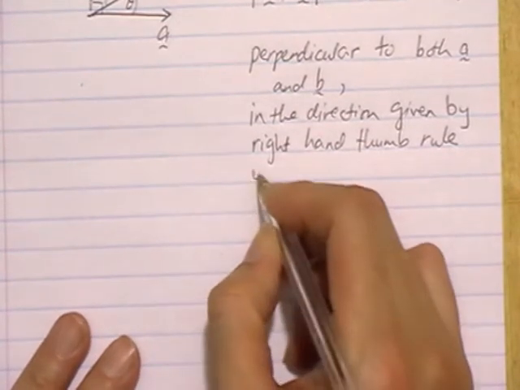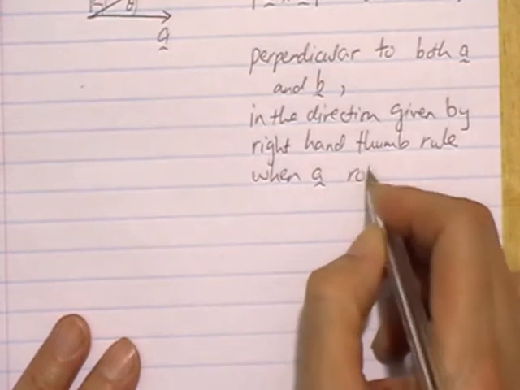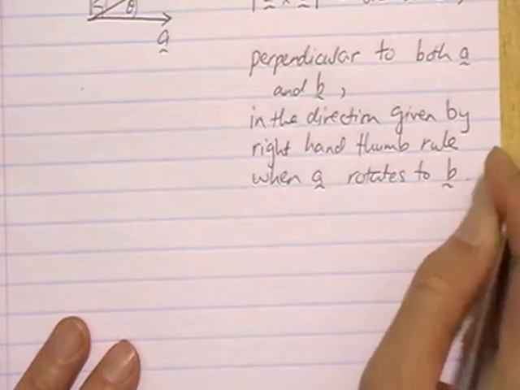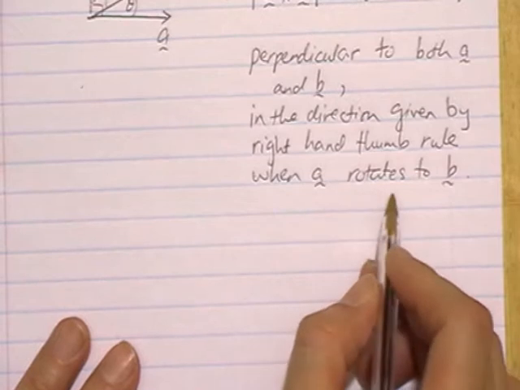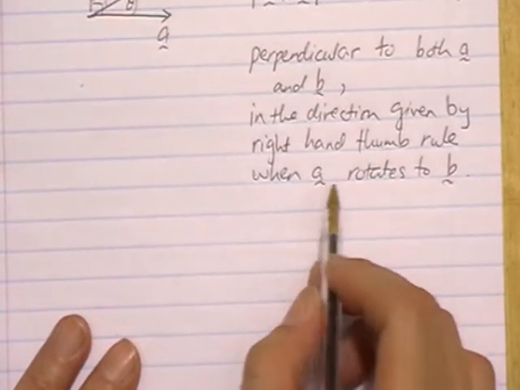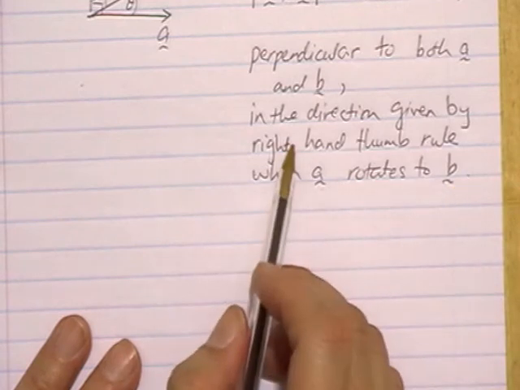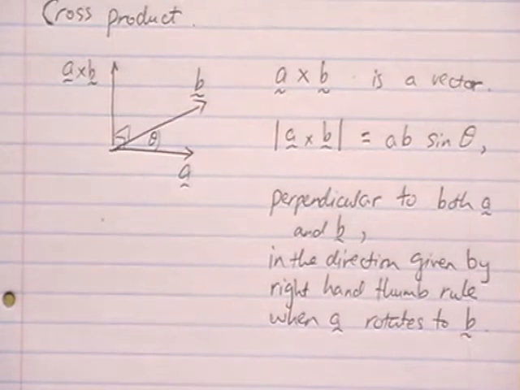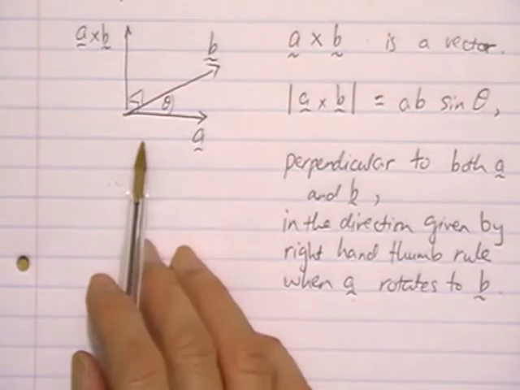When the vector A rotates to B. Of course, A does not actually rotate to B. This is what we would imagine in order to determine the direction of this vector. That is the definition of the cross product.